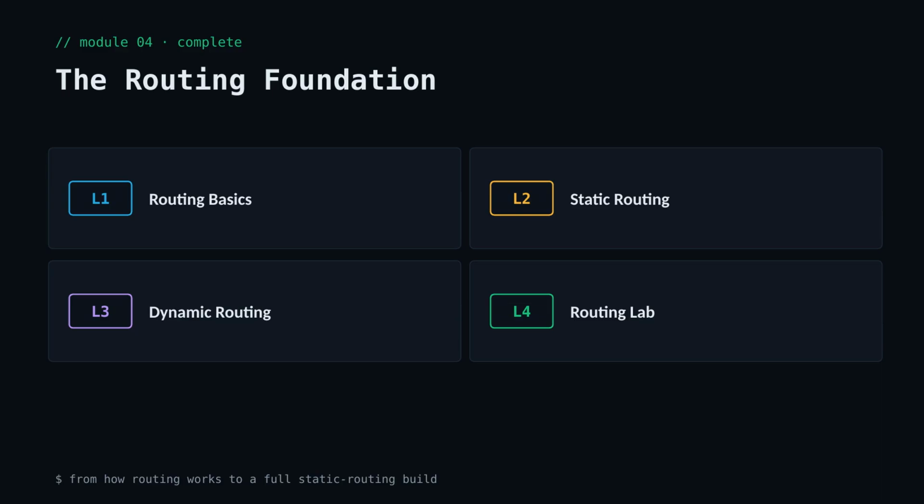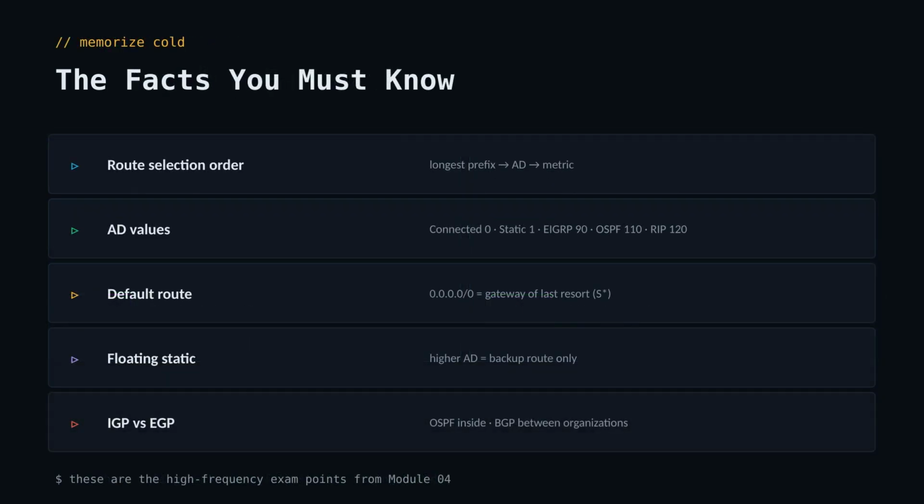Here's the path you just walked. Lesson 1 grounded you in how routing actually works: packets, decisions, the routing table. Lesson 2 put that into practice with static routes. Lesson 3 opened the door to dynamic protocols, and Lesson 4 pulled it all together in the routing lab. 4 checkpoints, 1 foundation, from theory straight through to a working static routing build. With that foundation set, these are the facts you memorize cold for exam day.